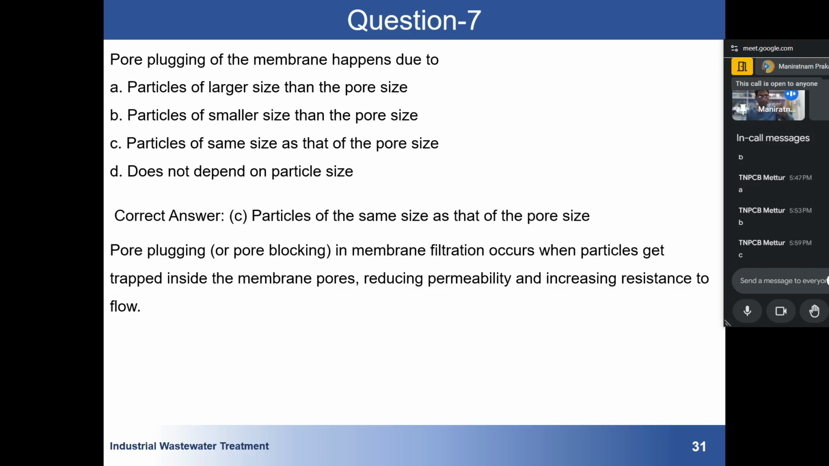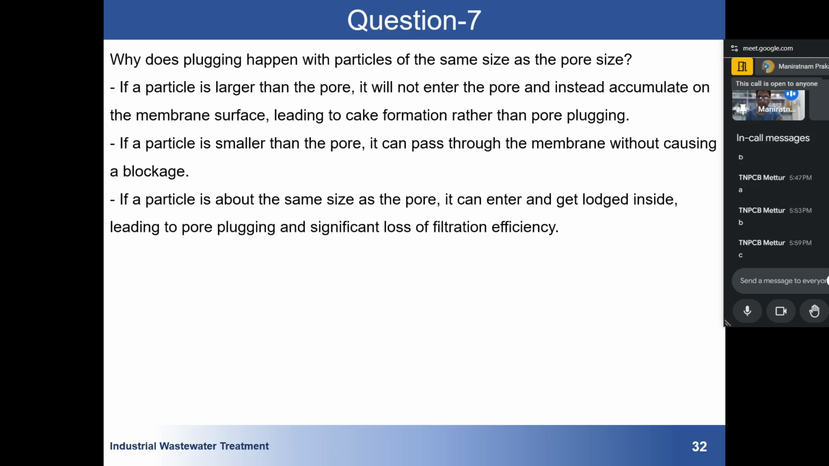Sometimes the water comes back, so that is another thing. So yes, the correct answer is C. Why?